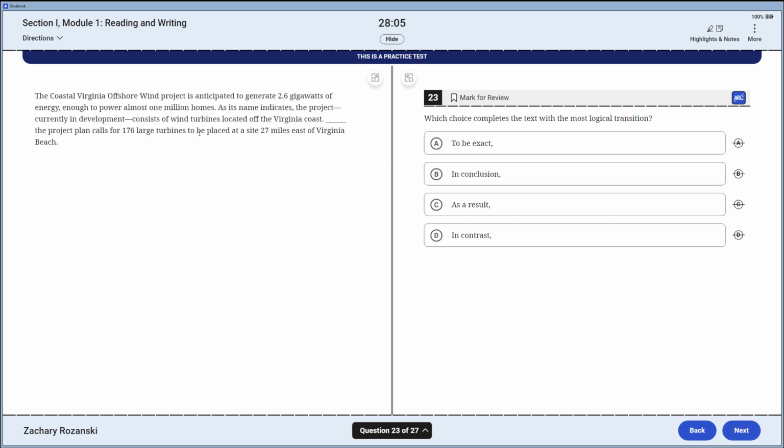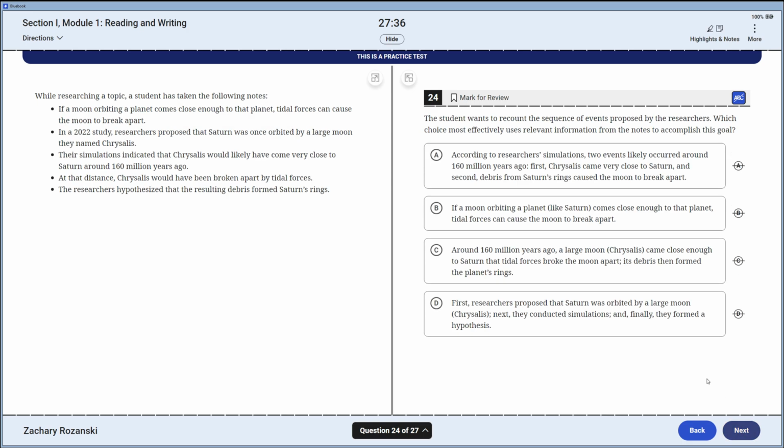Logical transition. As the name indicates, the project currently in development consists of wind turbine rows off Virginia's coast. The project plan calls for these things to be placed here. So this seems just like the last one, like a specific instance of the plan, the specificity of the plan. And I'm going to be exact here. It's not a conclusion. It's not a result of the first thing, and there's nothing that is in contrast.